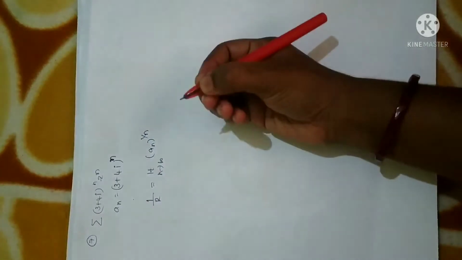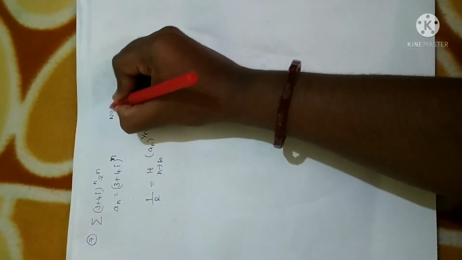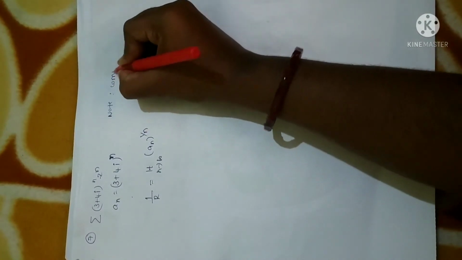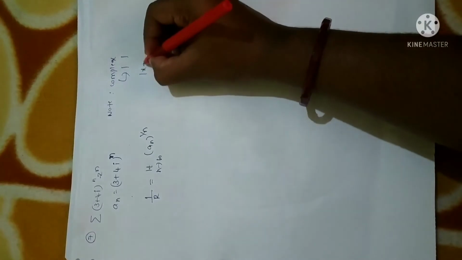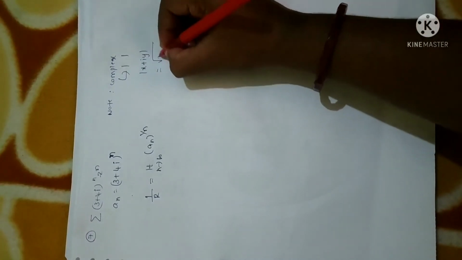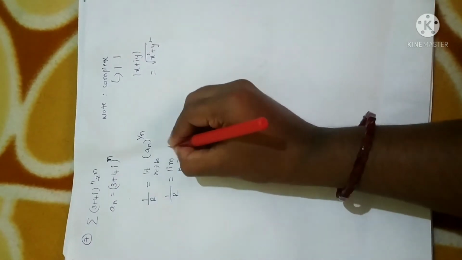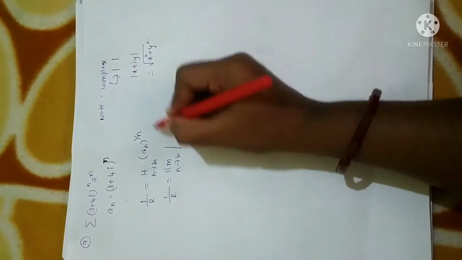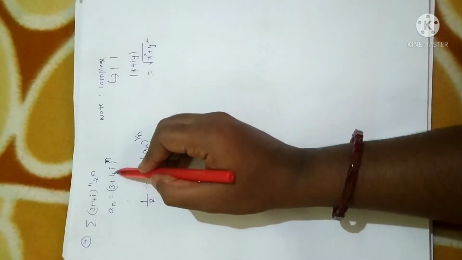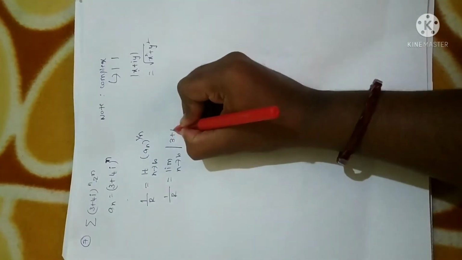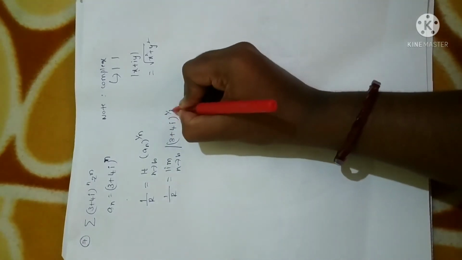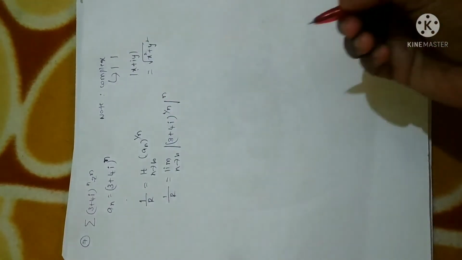And moreover, one more thing: whenever you have a complex number, you have to take the magnitude of the number. And the magnitude of x + iy, hopefully you remember, is the square root of x squared plus y squared, as I explained this concept in the beginning session. So I can write 1/r = limit as n tends to infinity. Instead of brackets, you have to take the magnitude, because an is a complex number. So I can write this as ((3 + 4i)^n)^(1/n).